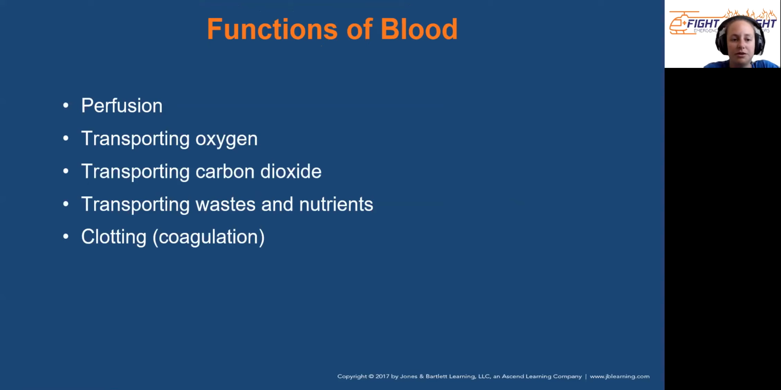So what does our blood do? Well, perfusion. It delivers oxygen and nutrients to our tissues. It carries carbon dioxide and waste away from our tissues, and then our blood clots or coagulates if we have an opening in our artery or vein to control bleeding.